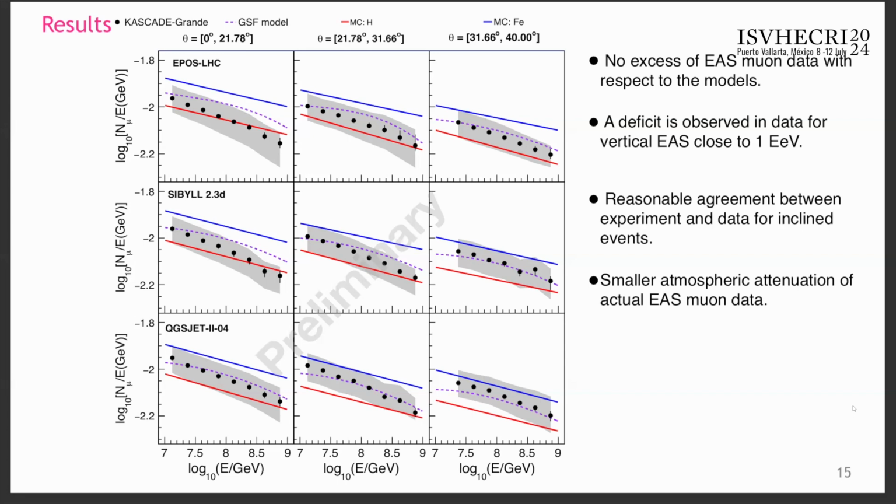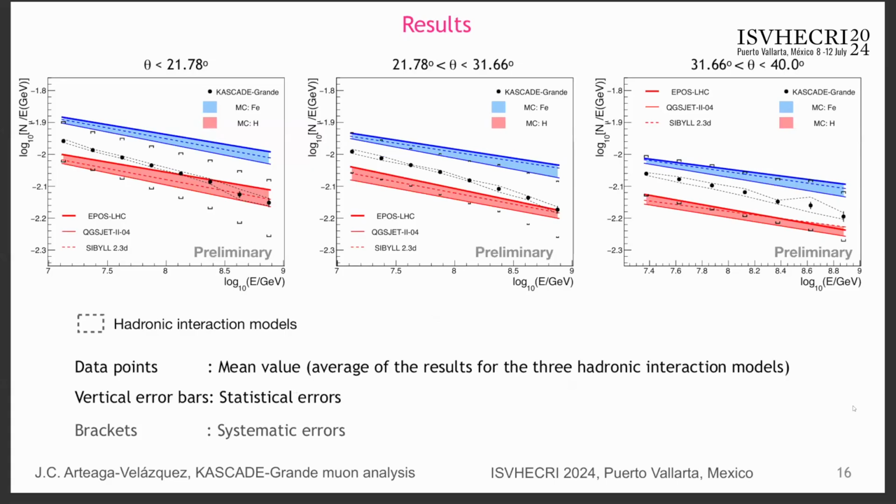But if you go to high zenith angles, in this case for inclined showers up to 40 degrees, the data seems to be in better agreement with the predictions of the hadronic interaction models for proton and also for iron, as you can see over here. So you can see a reasonable agreement for higher inclinations. We also see that the data has a smaller attenuation in the atmosphere than in the case of the hadronic interaction models. This is in line with some previous analysis that we have done with the muon attenuation length.